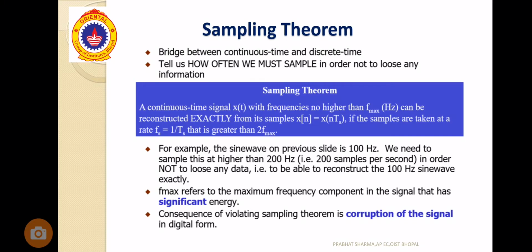For example, in the previous slide we have seen that the message frequency is 100 Hz. We need to sample at higher than 200 Hz because according to the sampling theorem, fs must be greater than twice fm. So fm is 100, so fs must be greater than 200 Hz, that is 200 samples per second, in order not to lose any data, so that we are able to reconstruct our original signal of 100 Hz. fmax refers to the maximum frequency component in the signal that has significant energy.